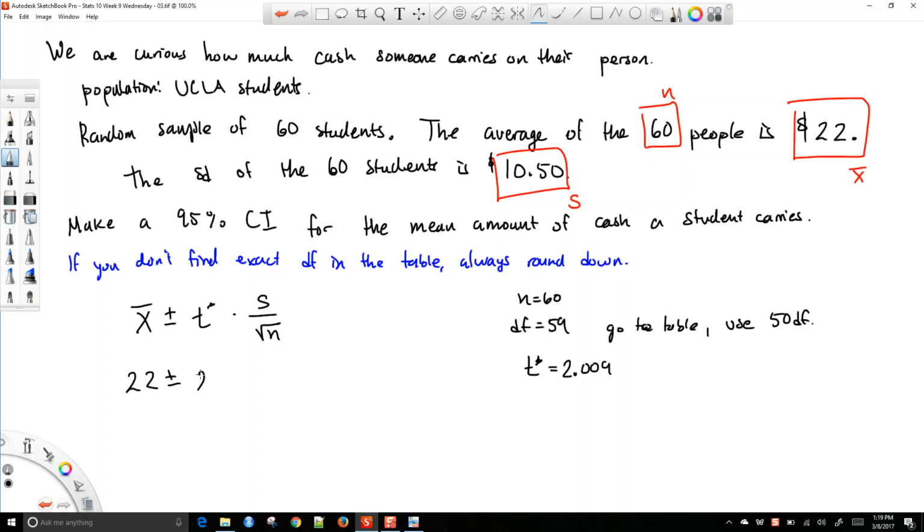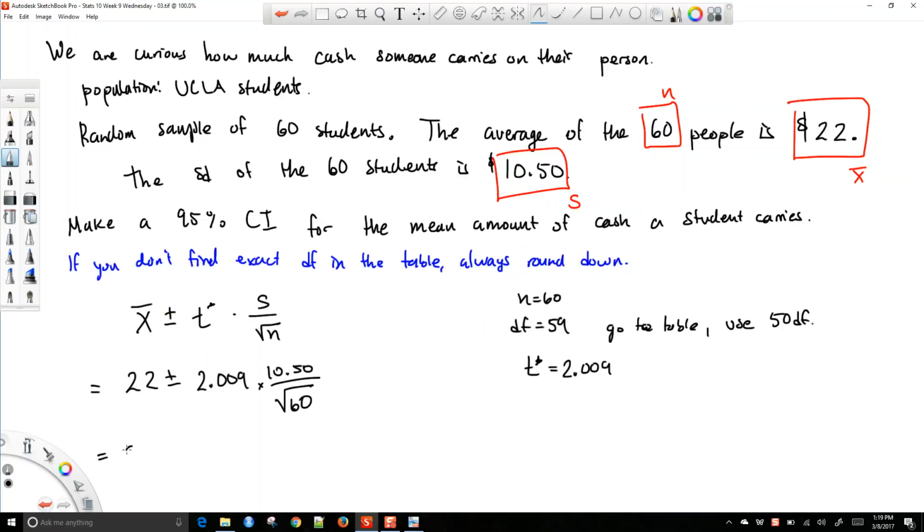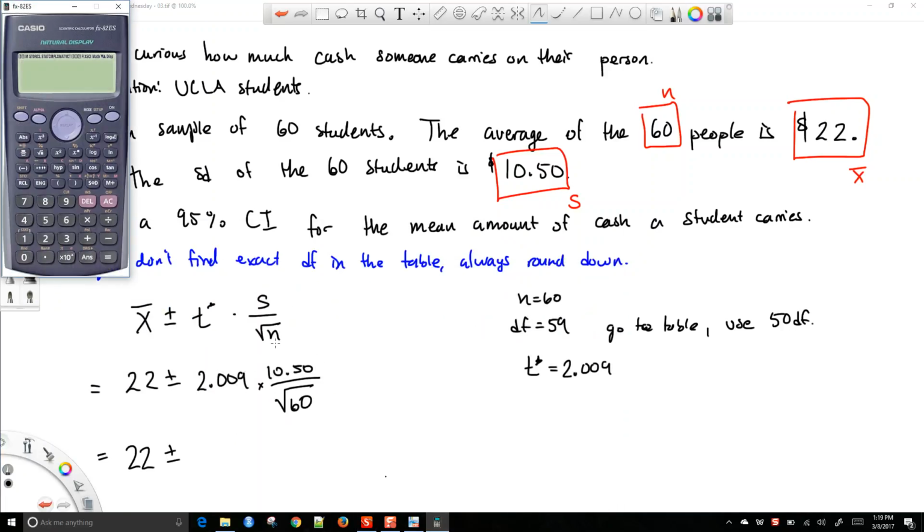All right, so I'll have 2.009. s is going to be $10.50 divided by the square root of 60. Okay, now I need my calculator. I got 22 plus or minus my margin of error, which is going to be 2.009 times 10.50 divided by the square root of 60. 2.723. Okay.